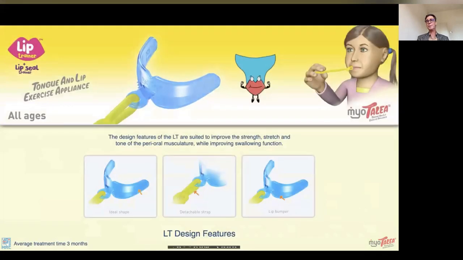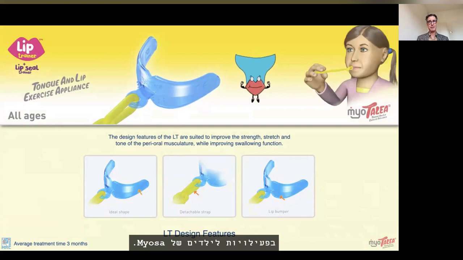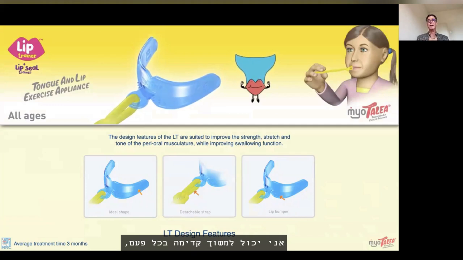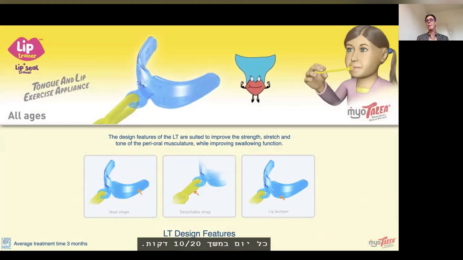Then we have the lip trainer. The lip trainer is also used in the Myosa Kids activities. There are exercises done with the lip trainer to train the full orbicularis oris muscle. An exercise that means that we start pulling the lip trainer and we start stretching the lips. I can pull up, I can pull down, I can pull forward. Every day for 10, 20 minutes, pulling the lip trainer and training the lips.